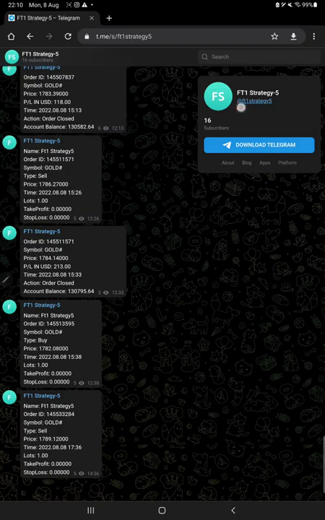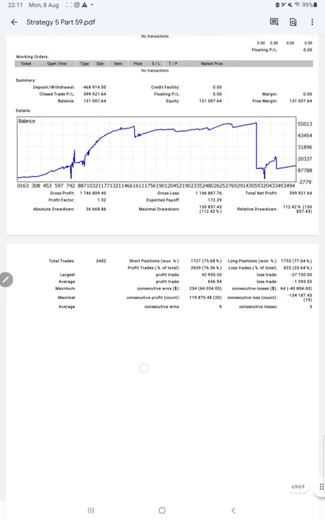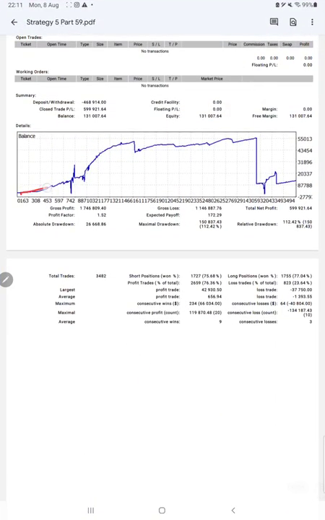So with FT1 Strategy 5, we can see what time we have taken a trade, how much lot size we have traded, and it can be verified with the order ID itself, and check how much profit and loss we have booked. After that we have the trading account statistics from the statement. So here we have a graph, constantly it is growing.